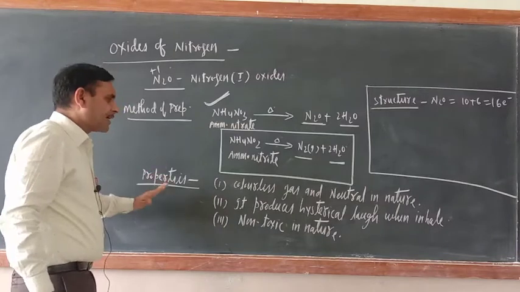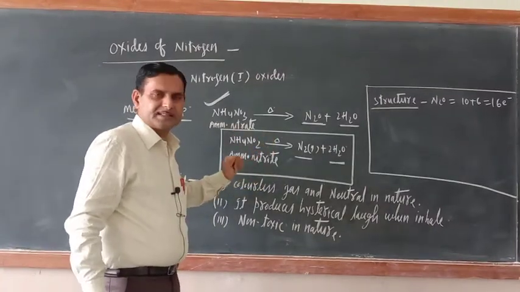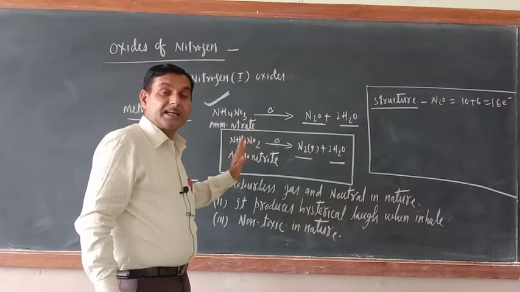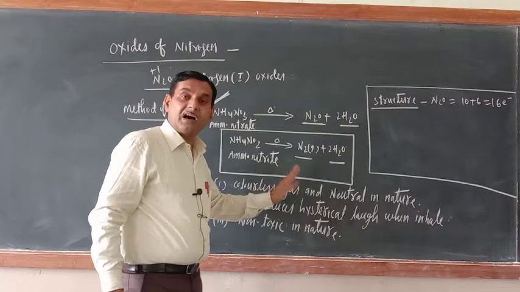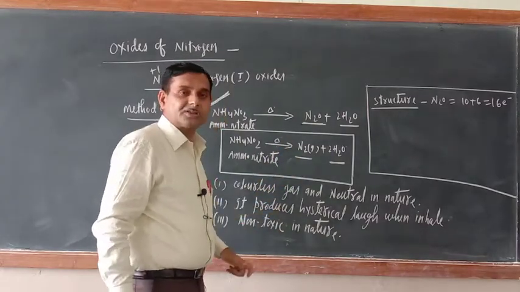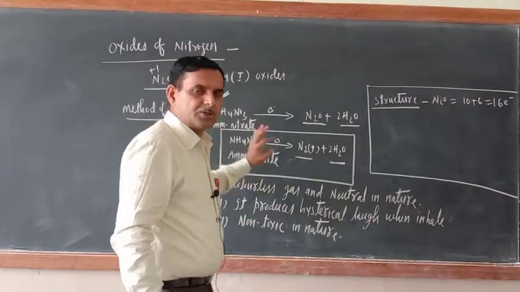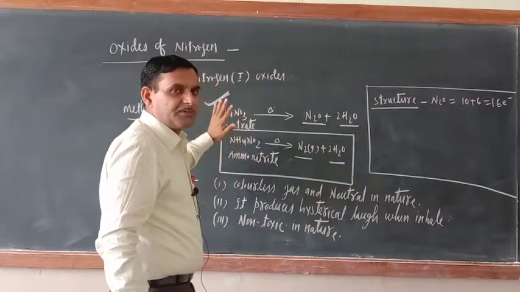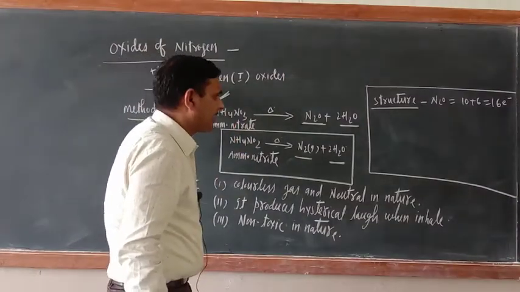As far as the properties are concerned, number one, it is a colorless and neutral gas. Okay, colorless and neutral in nature. It produces hysterical laughter when inhaled. The third thing is it is non-toxic. It is not a poisonous gas. So this is the information available for nitrogen first oxide, or nitrous oxide.